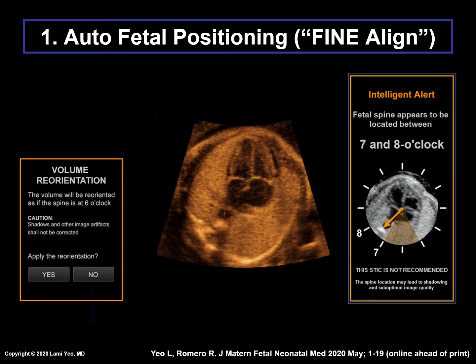But what happens if the user clicks no? The marking process will continue as usual, and the 3 marking alerts will appear in sequence. To learn about these alerts, please watch the Intelligent and Marking Alerts presentation in this YouTube series.